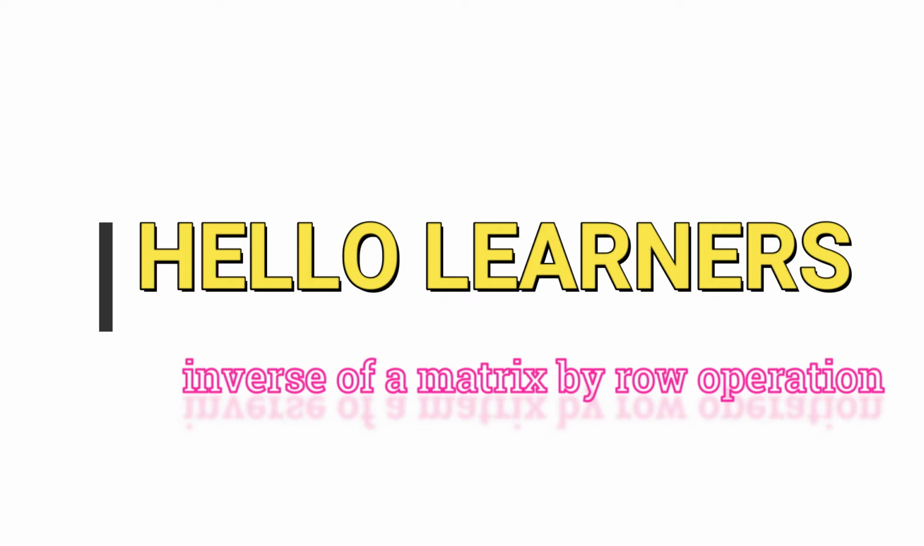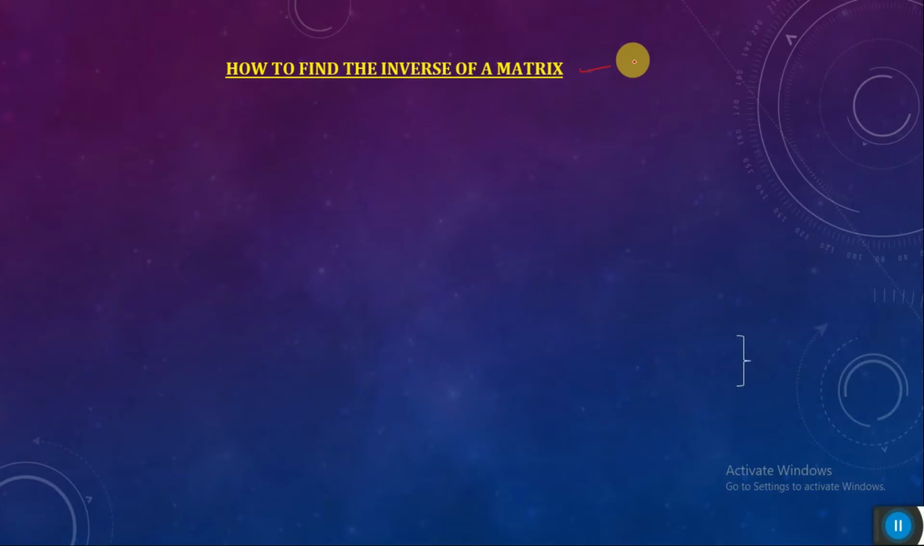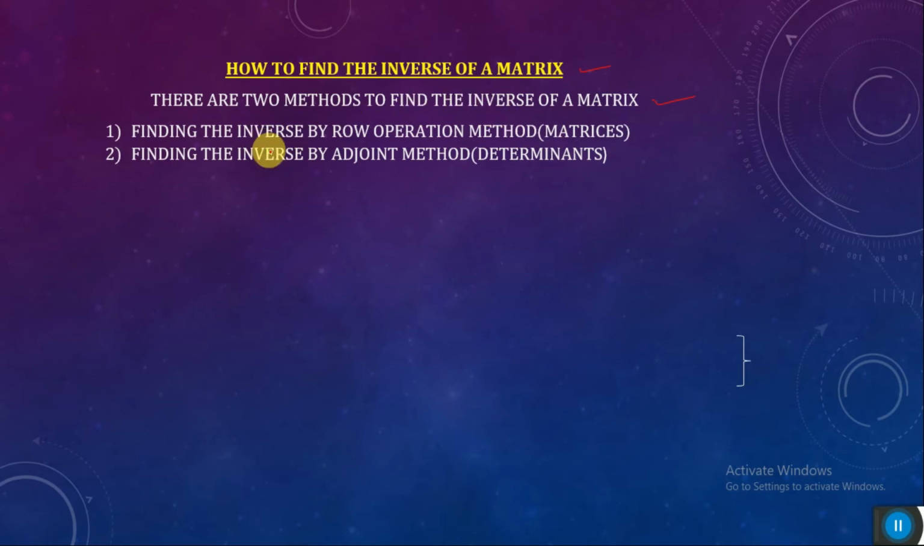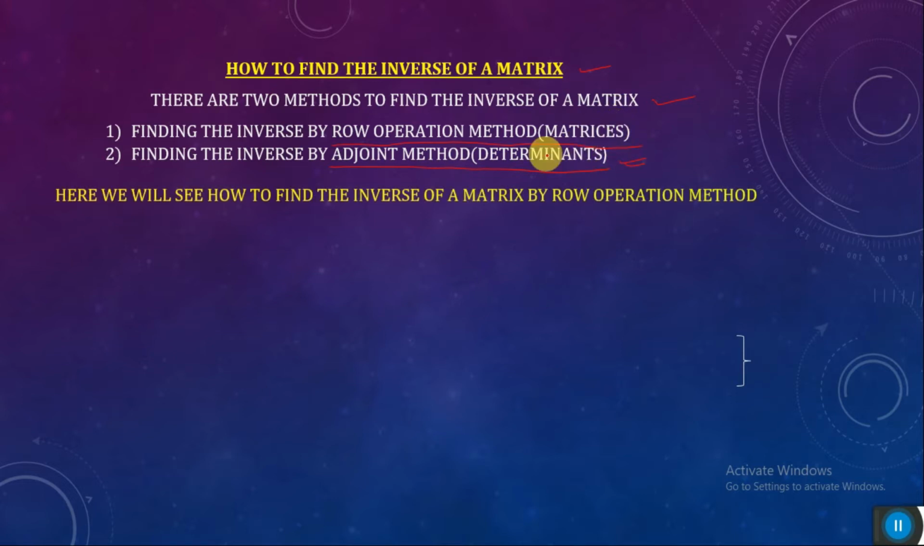Our topic is how to find the inverse of a matrix. Now there are two methods to find the inverse of a matrix. The first one is by row operation method, which will be in matrices. The next one will be the adjoint method in determinants, which will be done in another video. So here we will see the inverse of a matrix by row operation method.